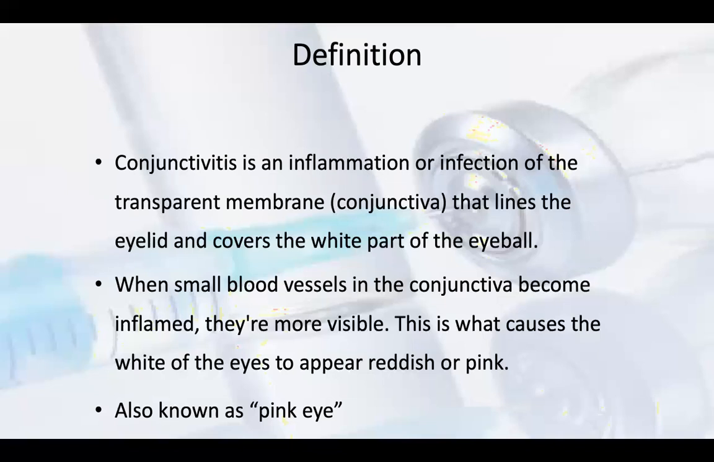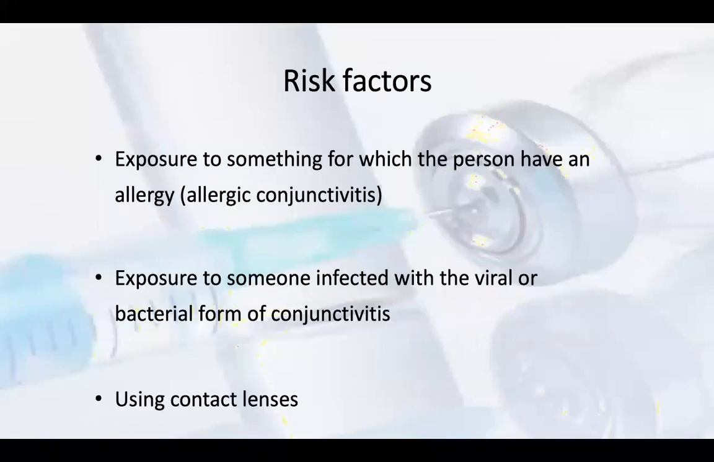When small blood vessels in the conjunctiva become inflamed, they are more visible. This is what causes the white of the eye to appear reddish or pink, also known as pink eye. So conjunctivitis leads to a pink eye, a red eye, mostly pink eye.